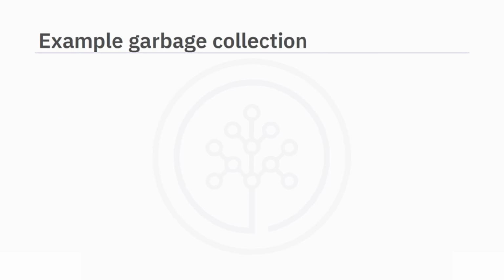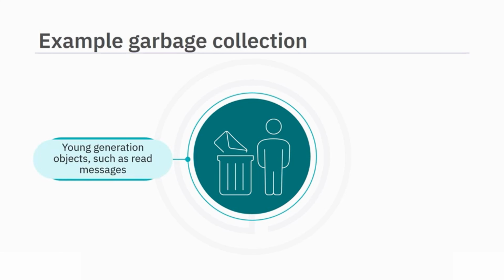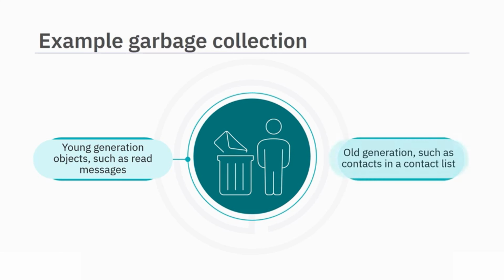Let's explore an example of a chat application and how it uses garbage collection to manage memory. In the chat application, messages that have been read might be considered young generation objects because once a user has read the messages, they are not needed anymore. These messages can be removed to free up memory. However, the user's contacts in a contact list might be considered old generation objects because they are used frequently and remain in memory for longer.